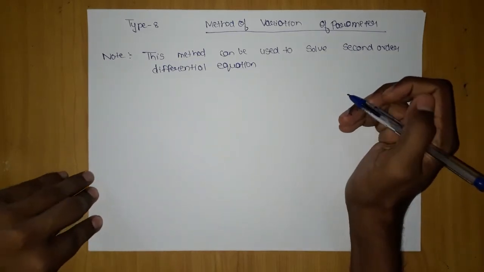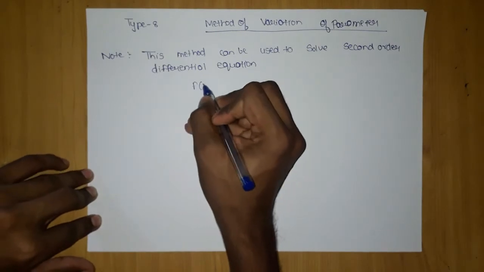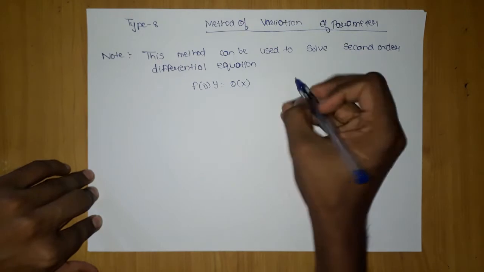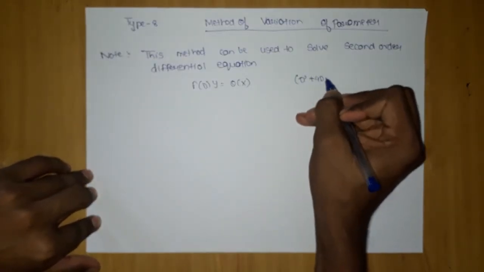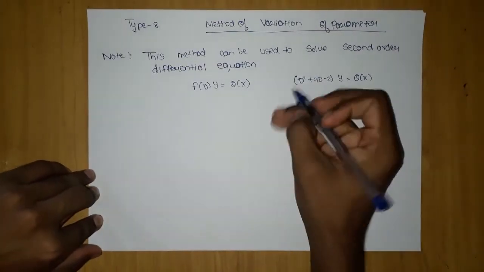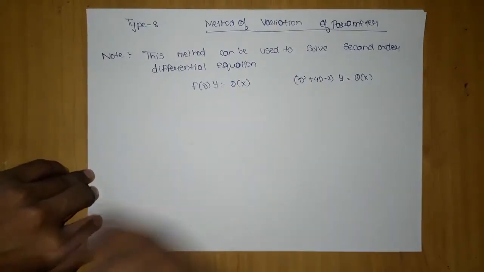Now, can you give me an example of a second order differential equation? Yes, you know our standard format is f of D into y equal to Q of x. Here f of D will be something like D square plus 4D minus 2 into y equal to any Q of x. It can be a composite function, anything, doesn't matter. But this f of D should be second order.